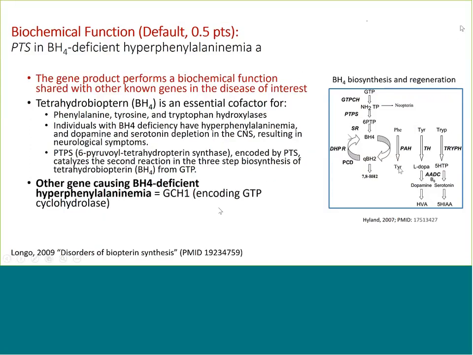All right, so this is another example, and this is an example that I recently curated for the aminoacidopathies group. For this gene, the PTS gene, which is involved in tetrahydrobiopterin deficient hyperphenylalaninemia A, I actually counted evidence under both categories under biochemical function. On this slide, showing that the gene performs a biochemical function shared with other known genes in the disease of interest. And on the next slide, I'll also show that the gene product is consistent with the observed phenotype.